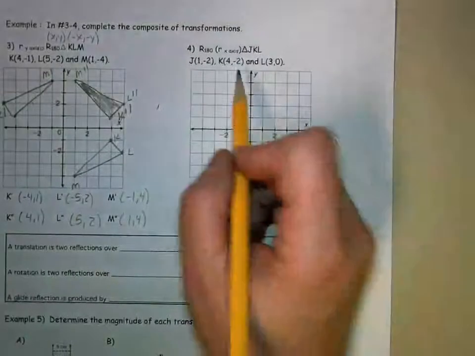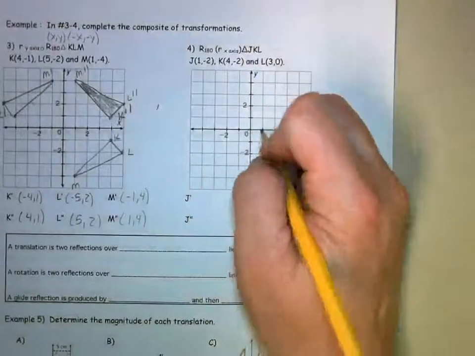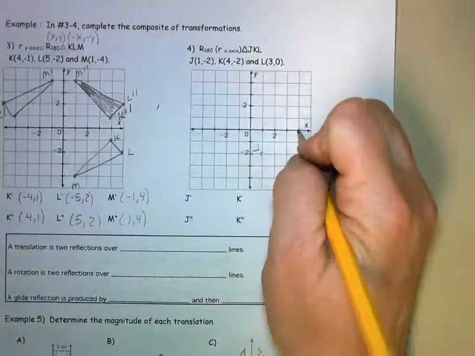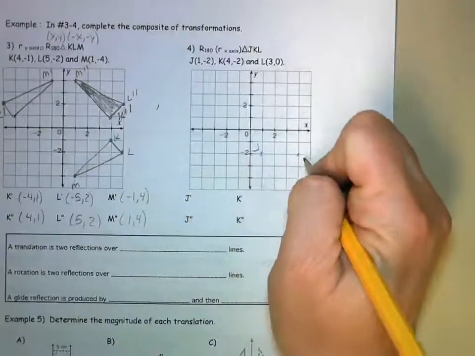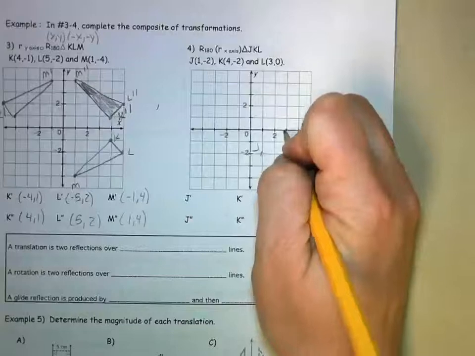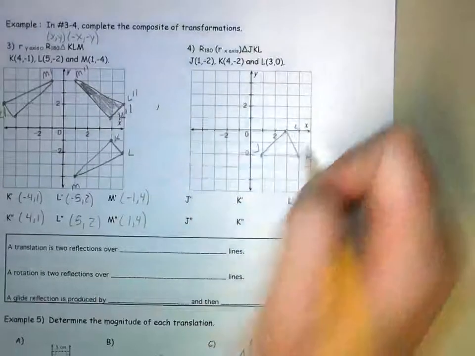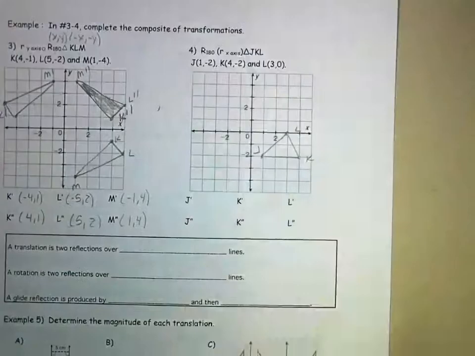Number 4, I'm going to draw this triangle first. 1, negative 2 is J. 4, negative 2 is K, and 3, 0 is L. So that's my original triangle.